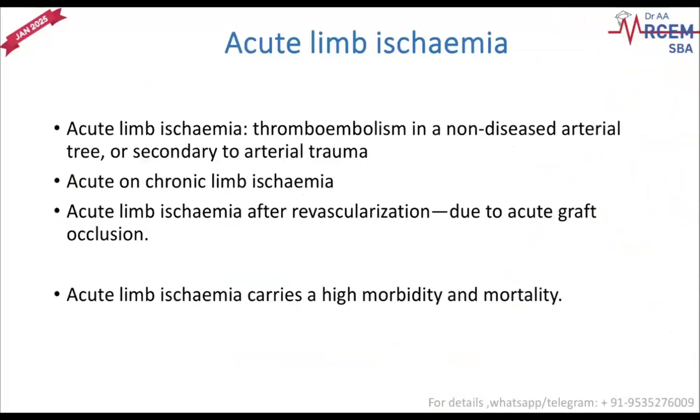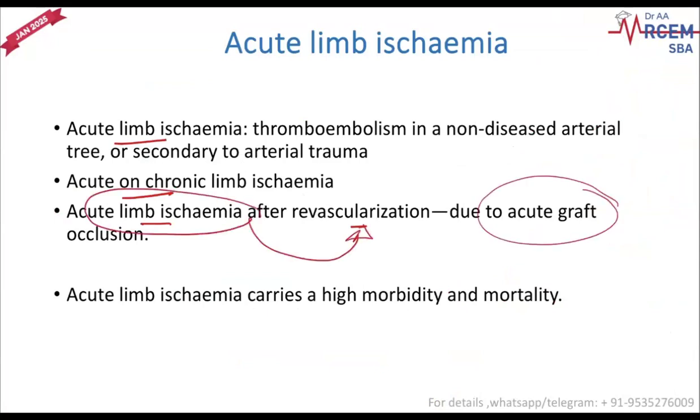Acute limb ischemia can be acute, or acute on chronic, or acute limb ischemia after revascularization. For example, there was some clot or chronic limb ischemia, they revascularized it and used a graft, and the graft got occluded. That is known as acute limb ischemia after revascularization.